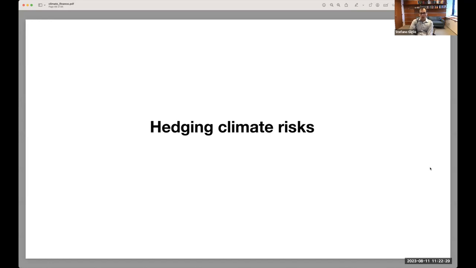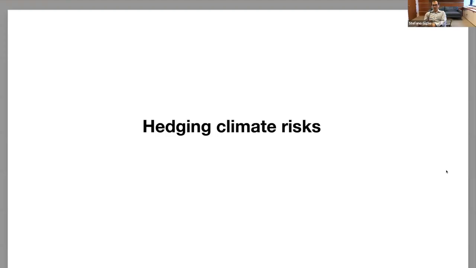This leads me to my last section, which is hedging climate risk. The idea is very simple: once you realize that betas are different across assets with respect to climate risk, I find assets that are low climate beta, then I can buy the low climate beta assets and sell the high climate beta assets. I can build a long short portfolio. This portfolio should be useful for a portfolio to hedge, okay?